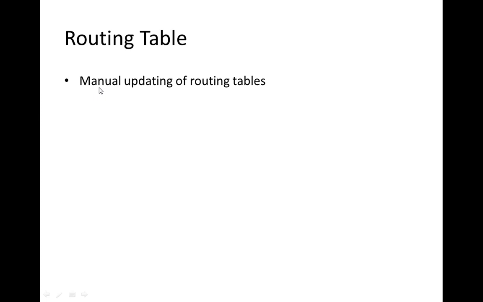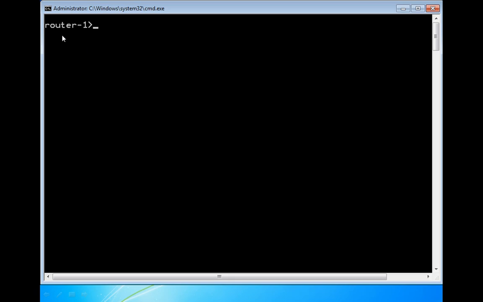The manual updating of routing tables means you walk up to each router and you configure it, and you tell the router which network interface card takes you to which network. So here's an example of updating the router. This is a Microsoft router here. So this is the router prompt. So this is the route add command.